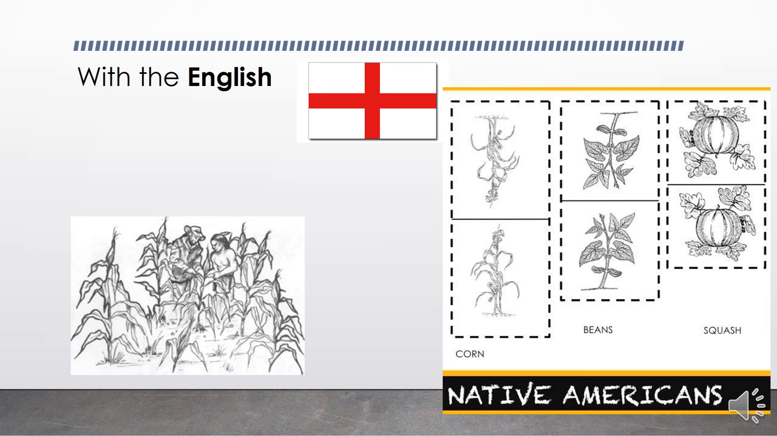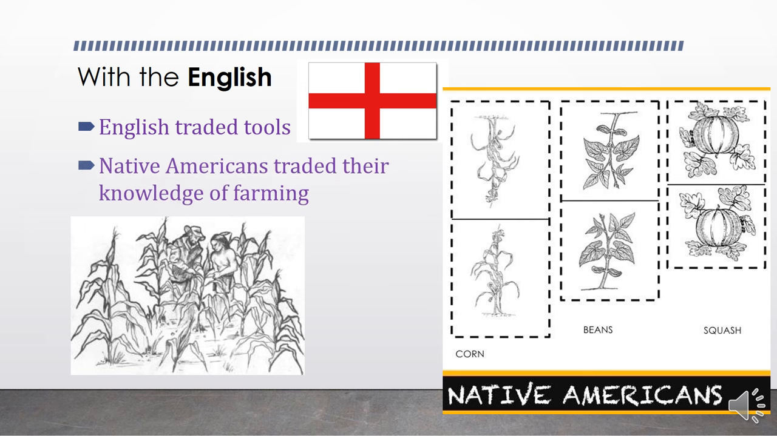English settlements. With the English traded tools in exchange for knowledge of farming. The Native Americans were expert farmers. Think about the Three Sisters, corn, beans, squash, that are very successful in the eastern coast soil. But the English don't have the same type of farming skills or training that the Native Americans have.